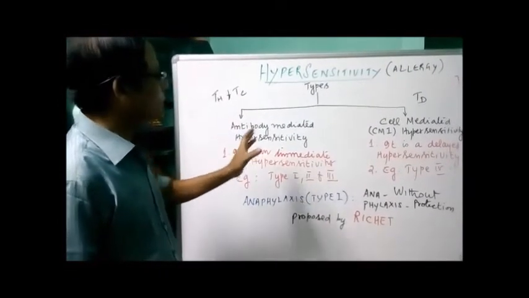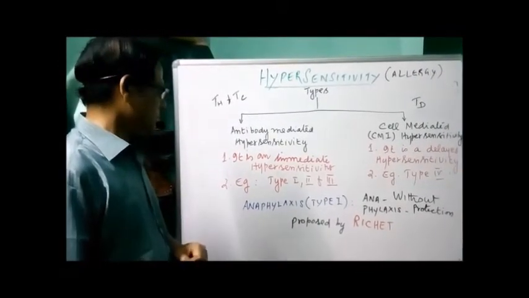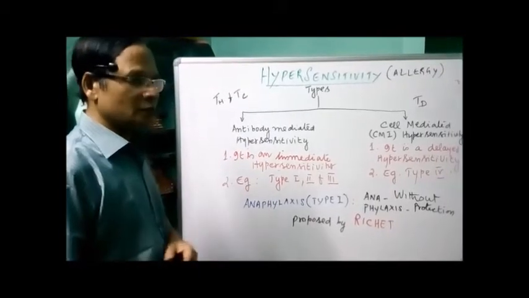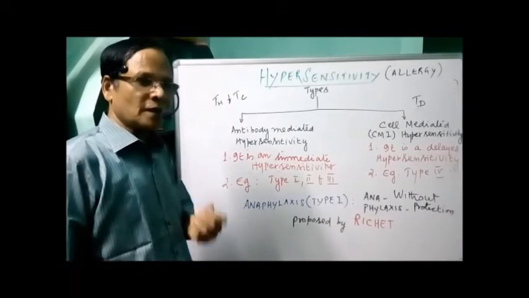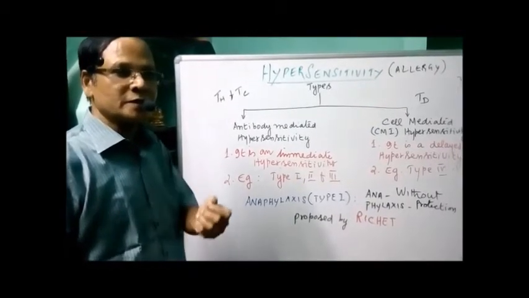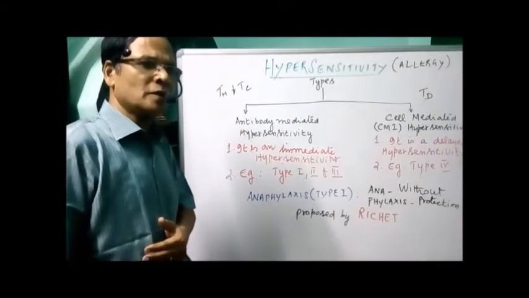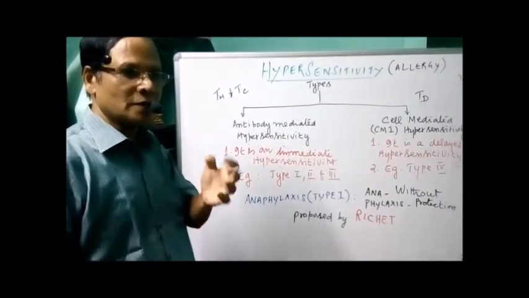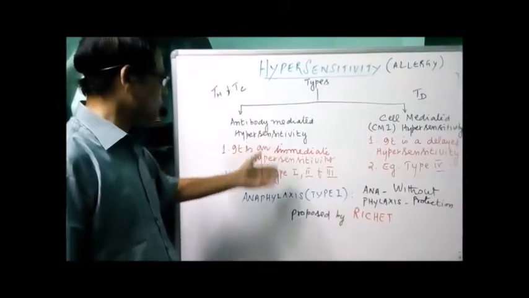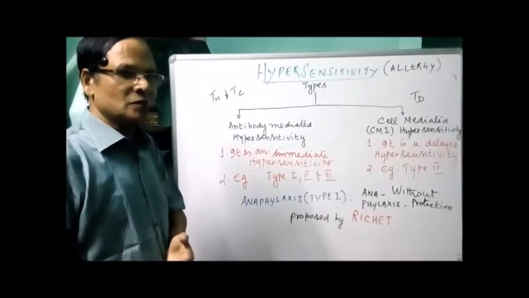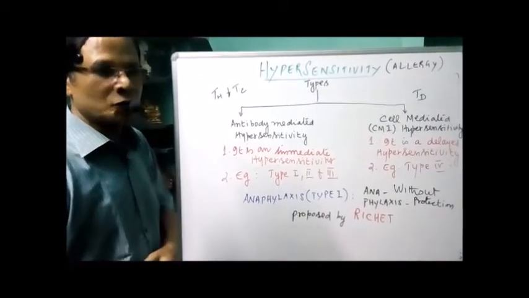Now that's about the types. And I want to give some points related to anaphylaxis. It is the first type of hypersensitivity mediated by antibody. It is a classical immediate hypersensitivity reaction. What's happening during that? Some people are highly sensitive to certain chemicals or particles or allergens. In such cases only, anaphylaxis occurs. So we can say anaphylactic shock results in the death of the individual also.